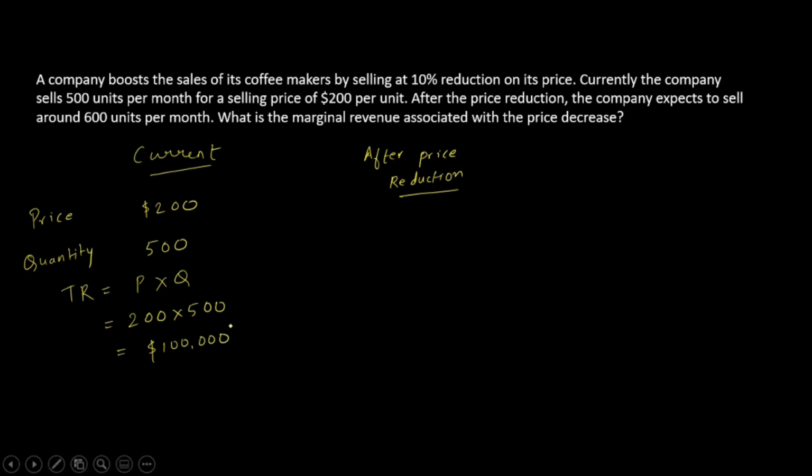After price reduction. So what is my price reduction? It is 10%. So which is 10% of 200. So which is equal to 20. So my new price is equal to $180, which is 200 minus 20. Okay. And what is my quantity now?